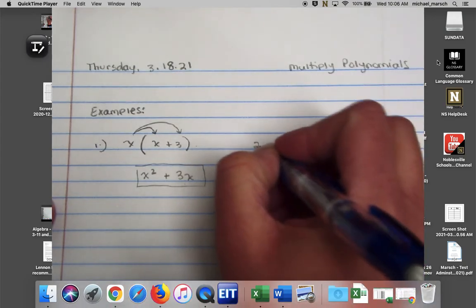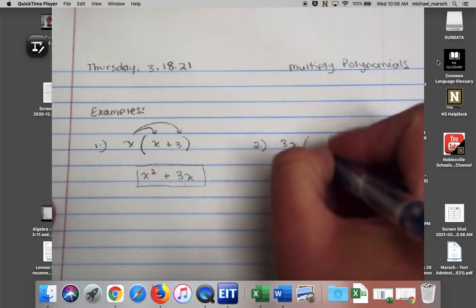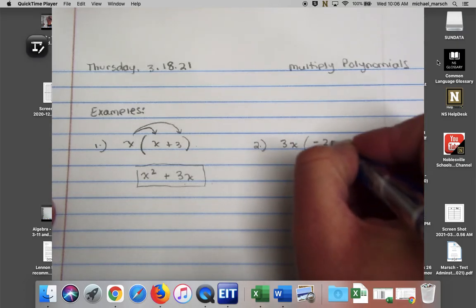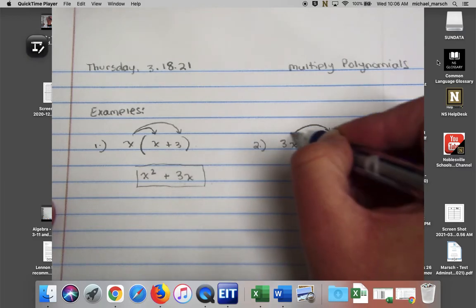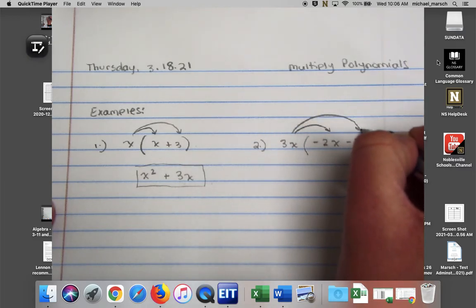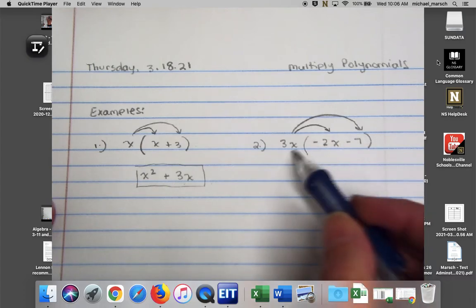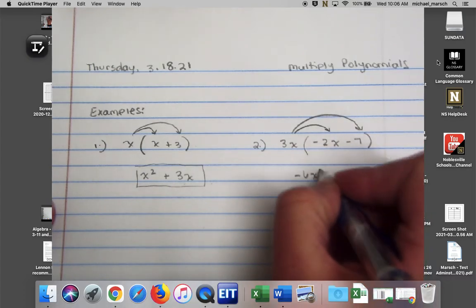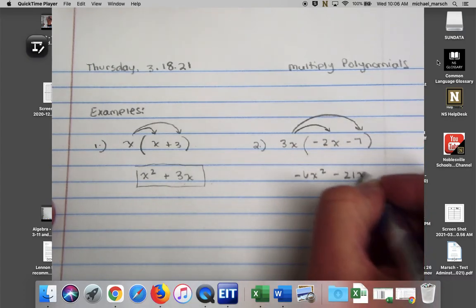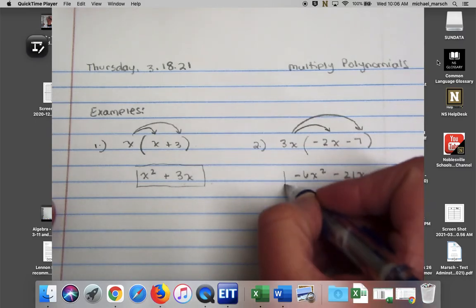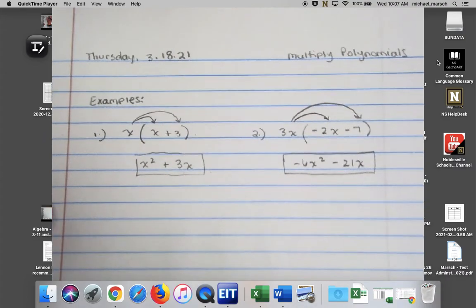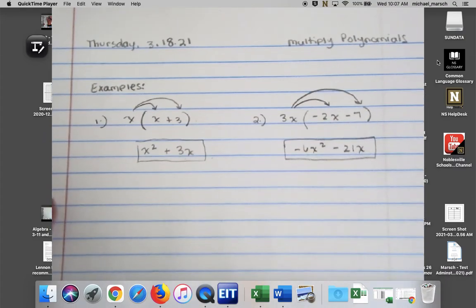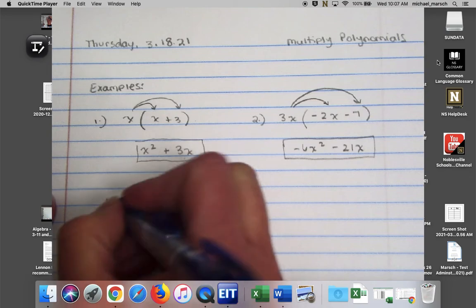Another example would be if we had 3x times the quantity negative 2x minus 7. We would multiply 3x times negative 2x, 3x times negative 7. So we would get negative 6x squared minus 21x. Right? So that we're familiar with. That you guys are pretty confident in doing. So now we're going to move on to the FOIL method.